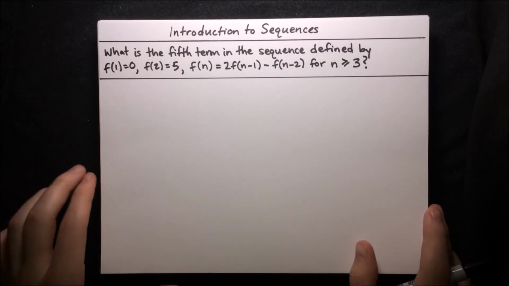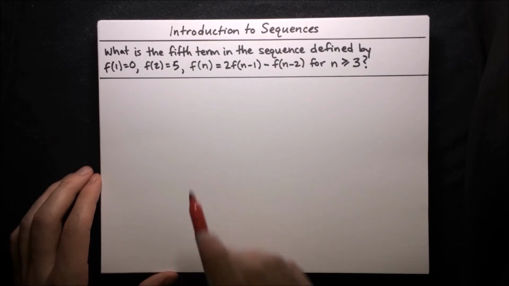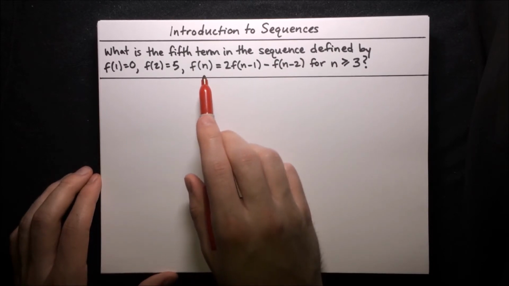Here's our next problem. What is the fifth term in the sequence defined by f of 1 equals 0, f of 2 equals 5, f of n equals 2 times f of n minus 1 minus f of n minus 2 for n greater than or equal to 3? Okay, well, first of all, f of n, that's just another notation for a_n.